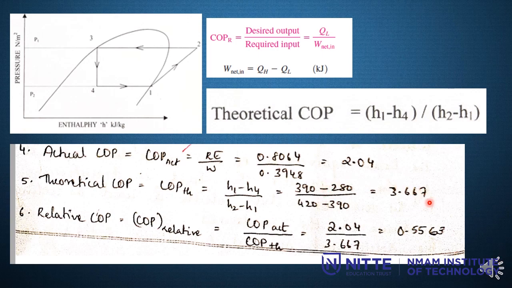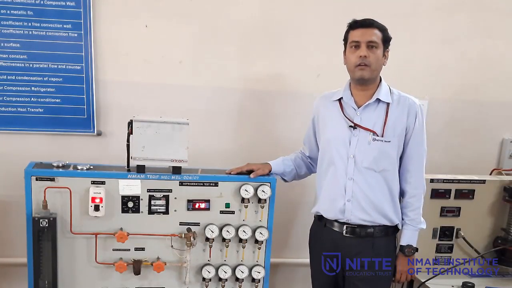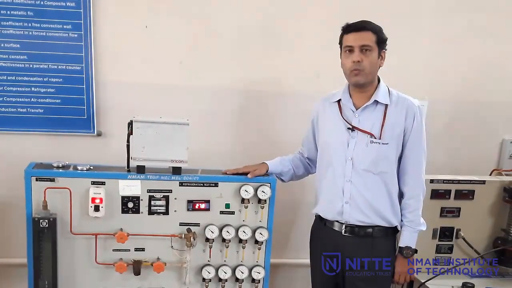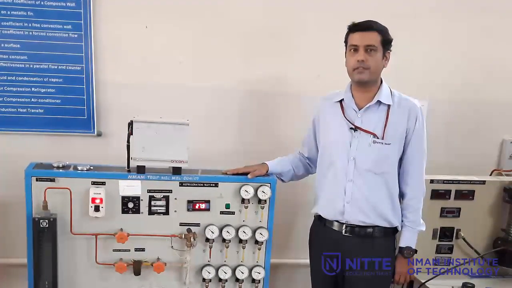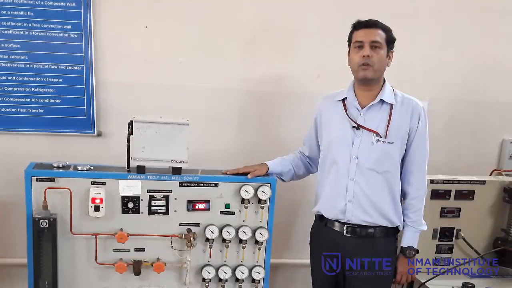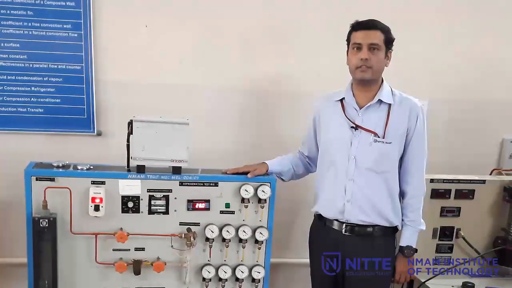The relative COP tells us how well the actual COP matches that of the theoretical COP. So this is how we conduct an experiment on a refrigeration system. With this, we have come to the end of the video. We have learned how to conduct a performance test on the refrigeration system. We have learned a few concepts, parts and descriptions of a refrigeration system.